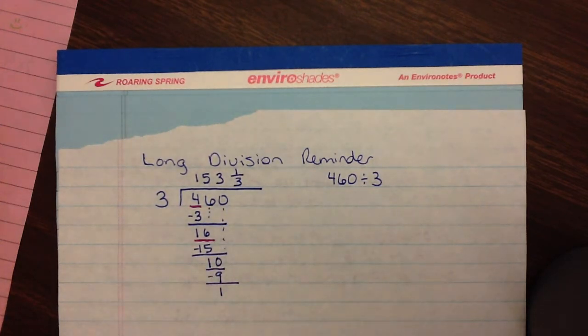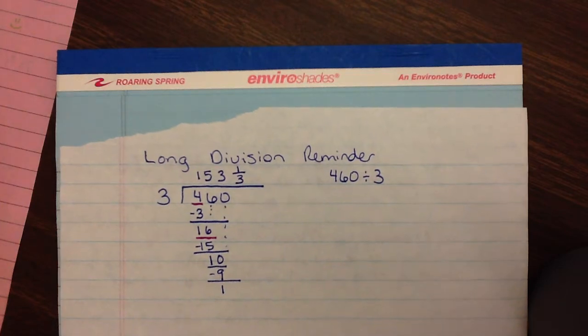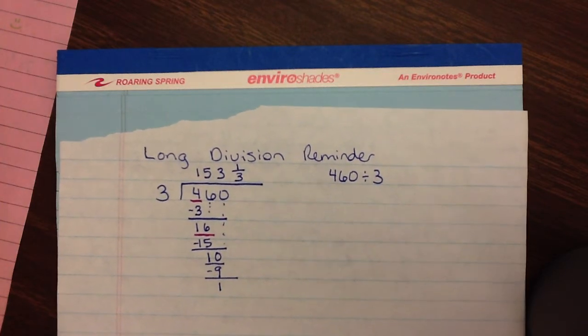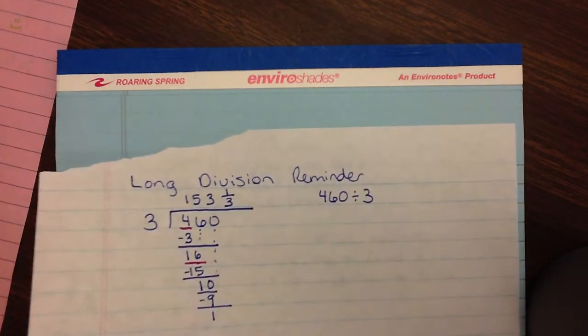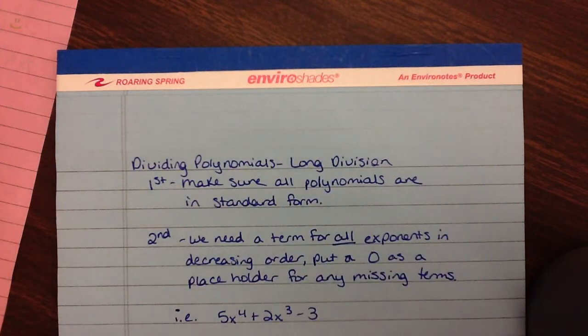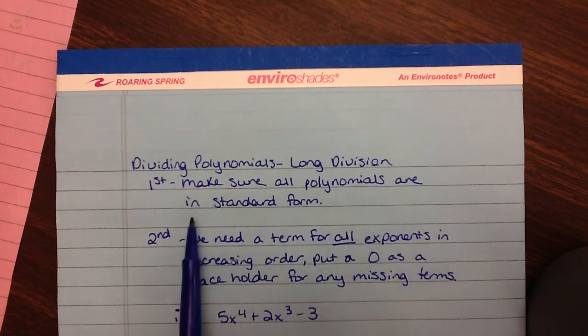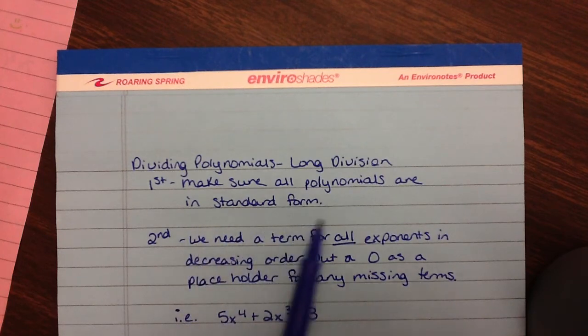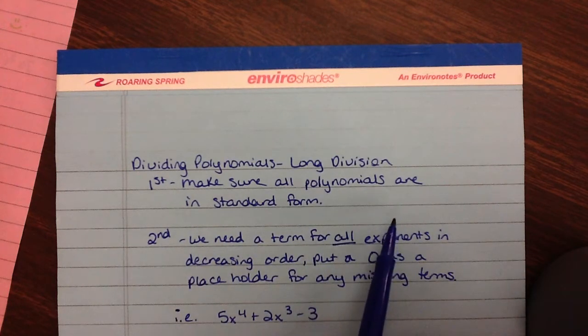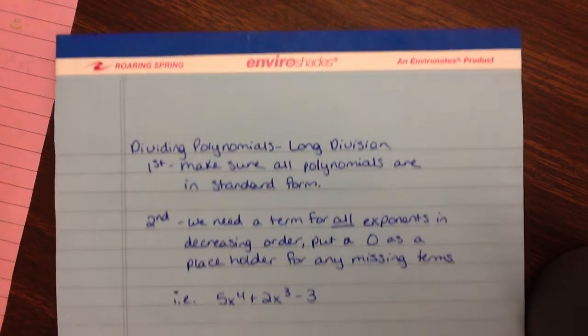Now that's with numbers, it's not too terrible. When it gets to be polynomials, there's a little bit more going on. So we have to keep a few things in mind before we start. When you're dividing polynomials by long division, the first thing you need to do is make sure that all the polynomials are in standard form, meaning that you start with your highest degree and you work your way down by 1 until you get to your constant. That's the number without a variable.